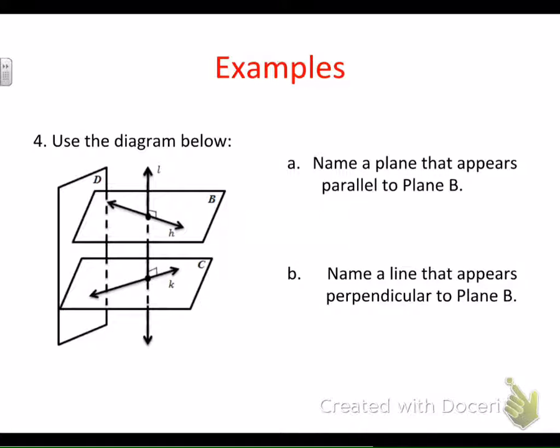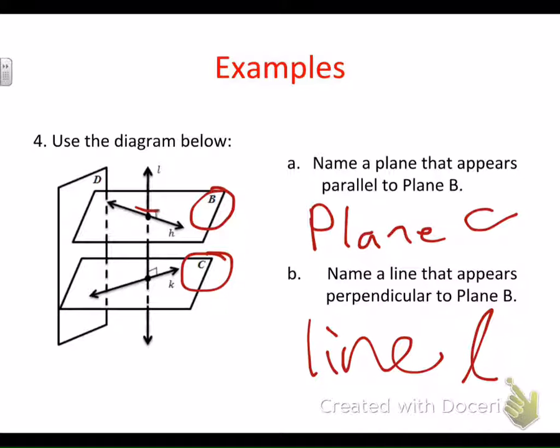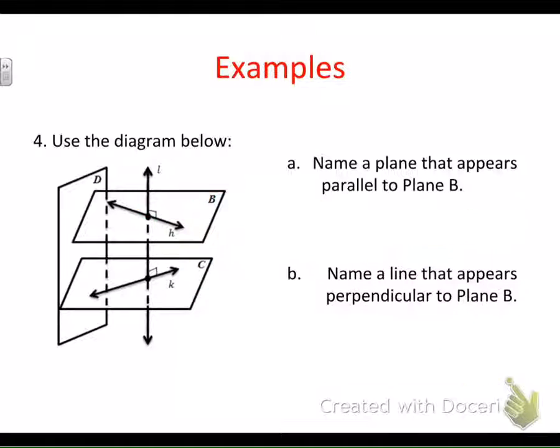Alright, example 4. Name a plane that appears to be parallel to plane B. So parallel. They do not touch. That would be plane C. And then name a line that appears to be perpendicular to plane B. That would form a right angle. That would be line L. We can see that because there's a right angle sign there.